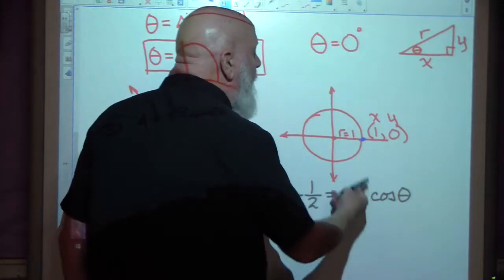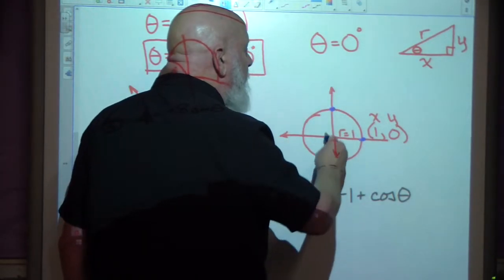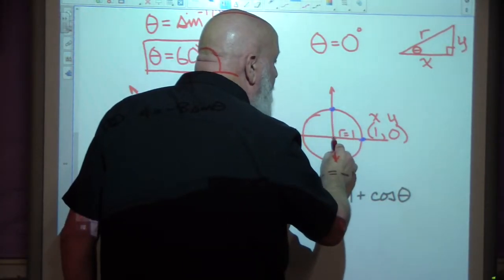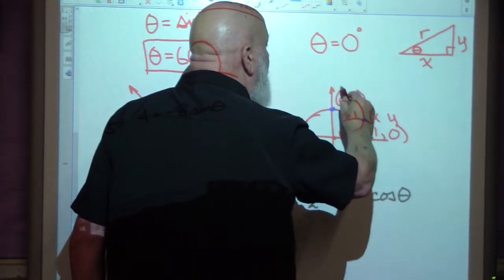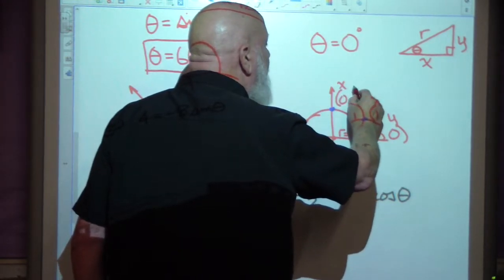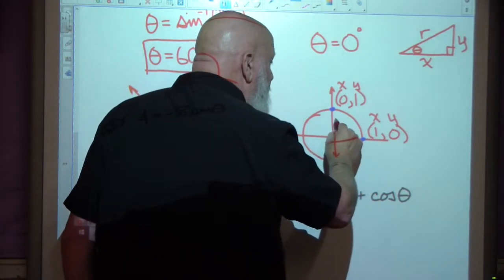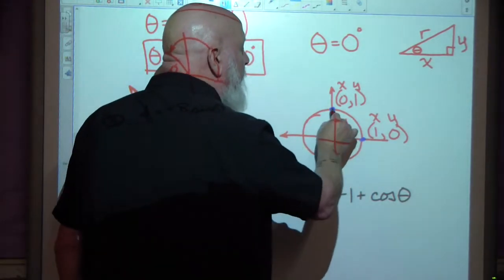If I rotate 90 degrees, that's a quadrantal angle. That would put me right here on the unit circle. That particular point is over 0, up 1. So I have an x value of 0, a y value of 1. And again, my radius is 1 because that's the definition of a unit circle. The radius is 1 unit from here to here.